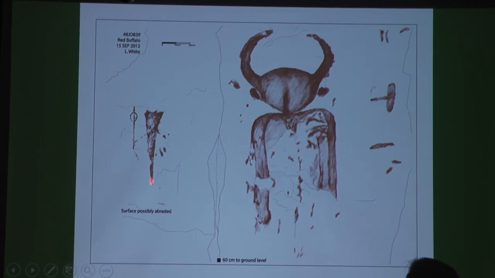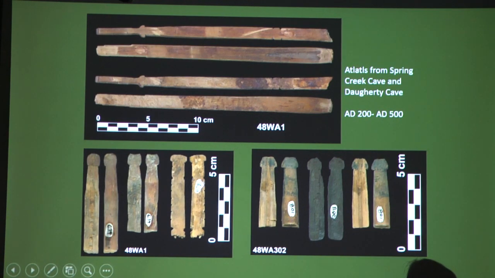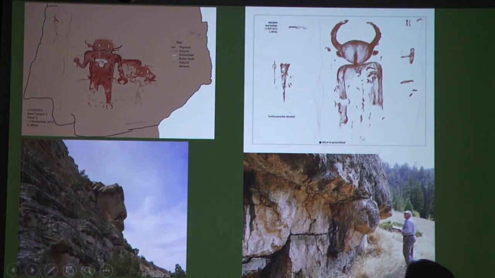Thank you very much. So anyway, this is an atlatl in his hand, and atlatls have been found in caves very close to this. You'll see here they are, dated at somewhere around AD 200 to 500. So that's before the bow and arrow, which comes about AD 500. So the atlatl is in use at that period of time.